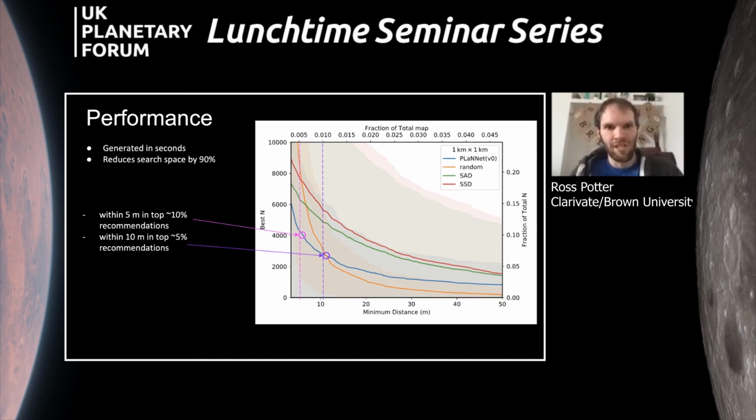It is able to generate these results in a matter of seconds. But most importantly, it is able to reduce the search space by about 90%. And this will help any manual processing in terms of specifically locating where the rover could be.